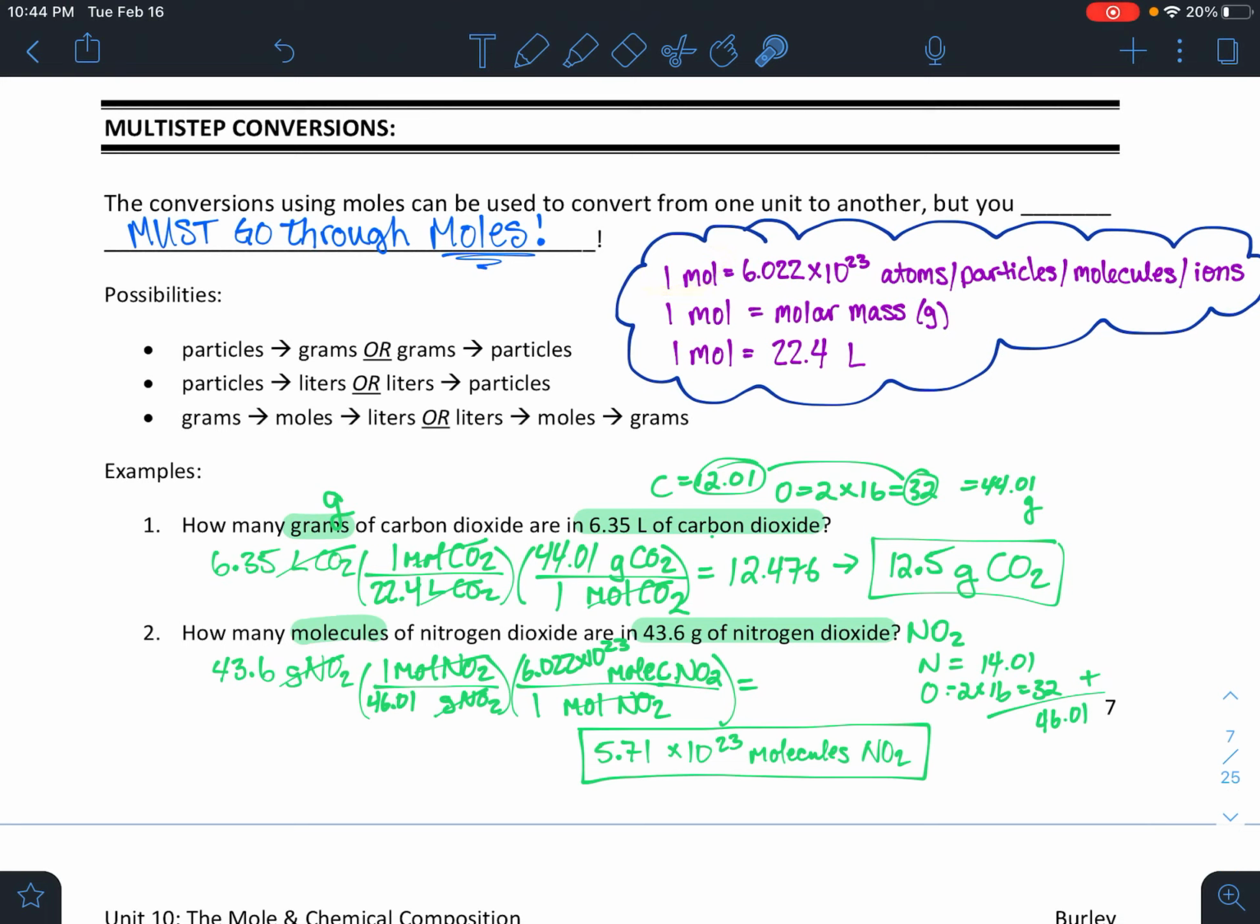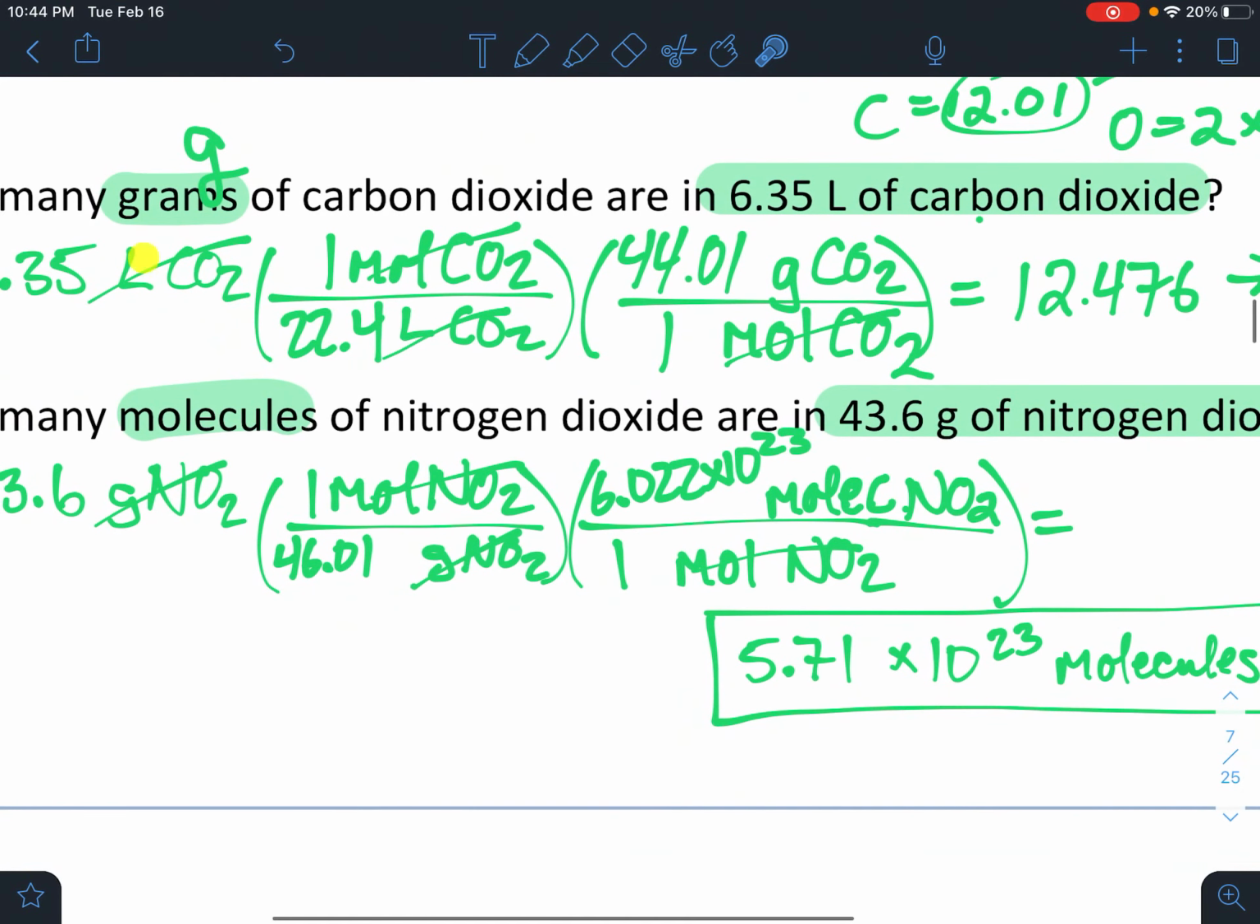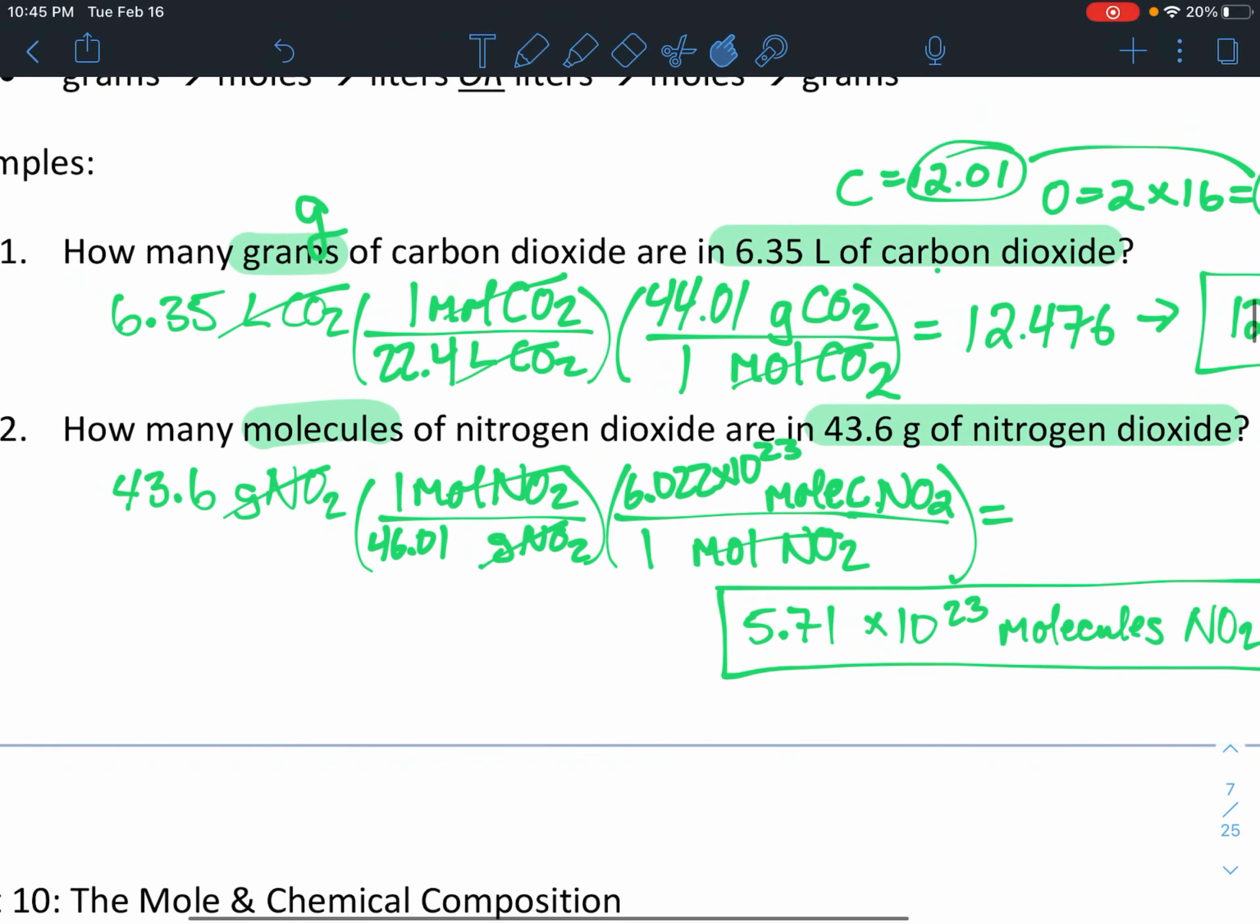That is how you do a multi-step conversion. Basically, whenever you don't go to or from moles, you must go through moles. So you have to have this multi-step where you first go to moles and then you go from moles to the desired unit. Do not ever combine these two steps.